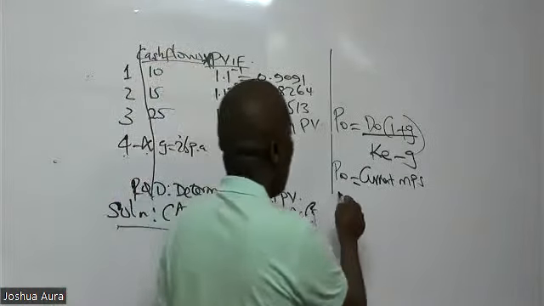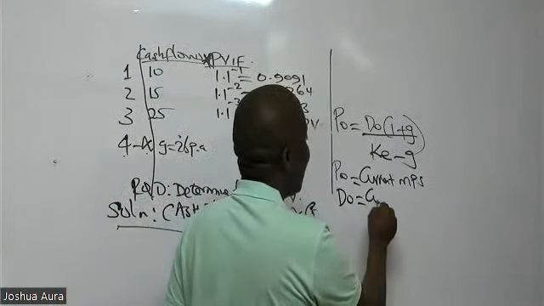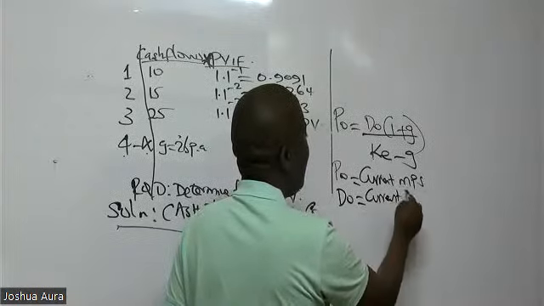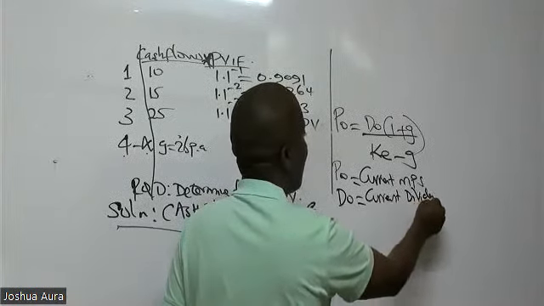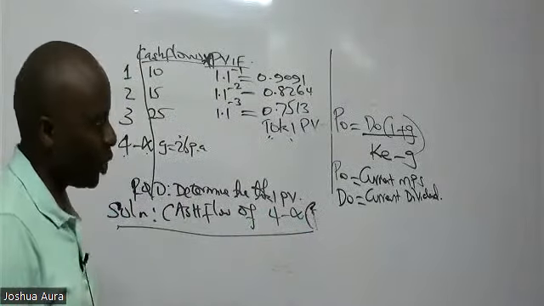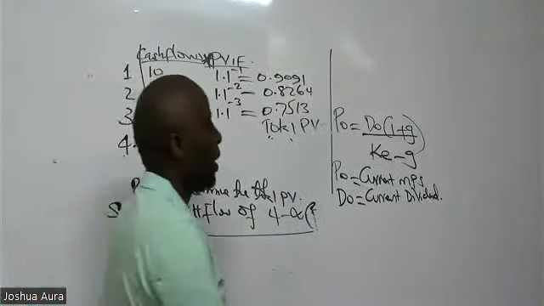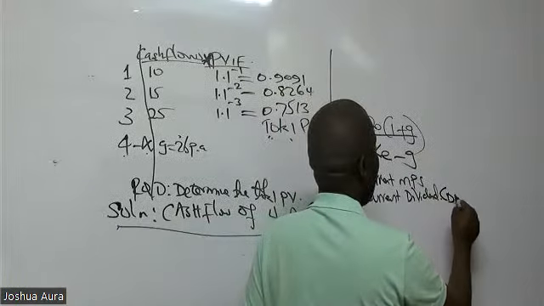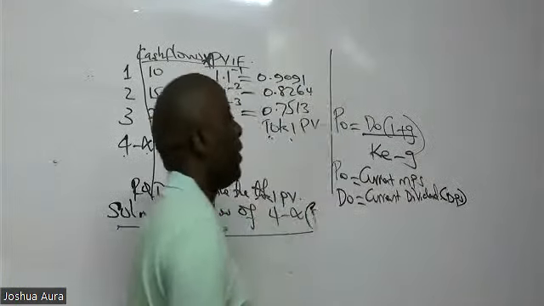And then we have DO. DO is the current dividend. This is the current dividend, current dividend per share, DPS. Actually, I should have used DPS here, current dividend per share.